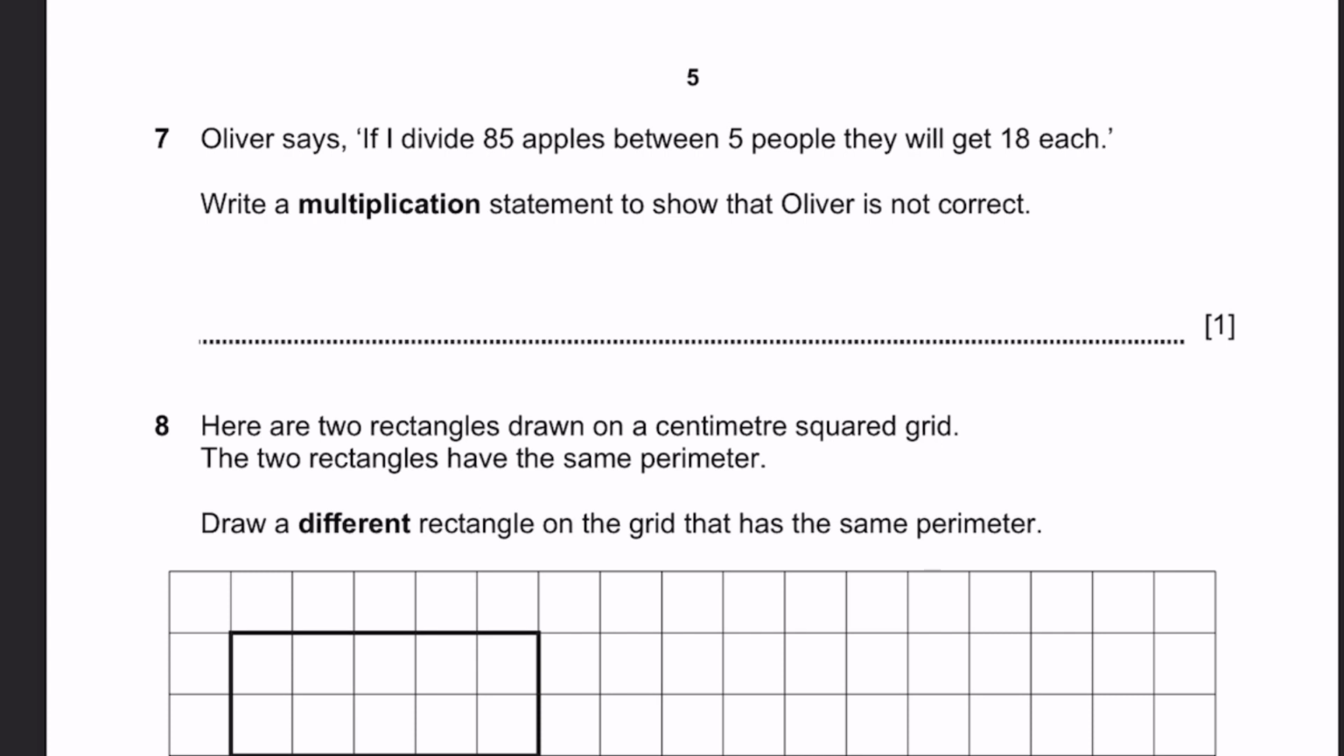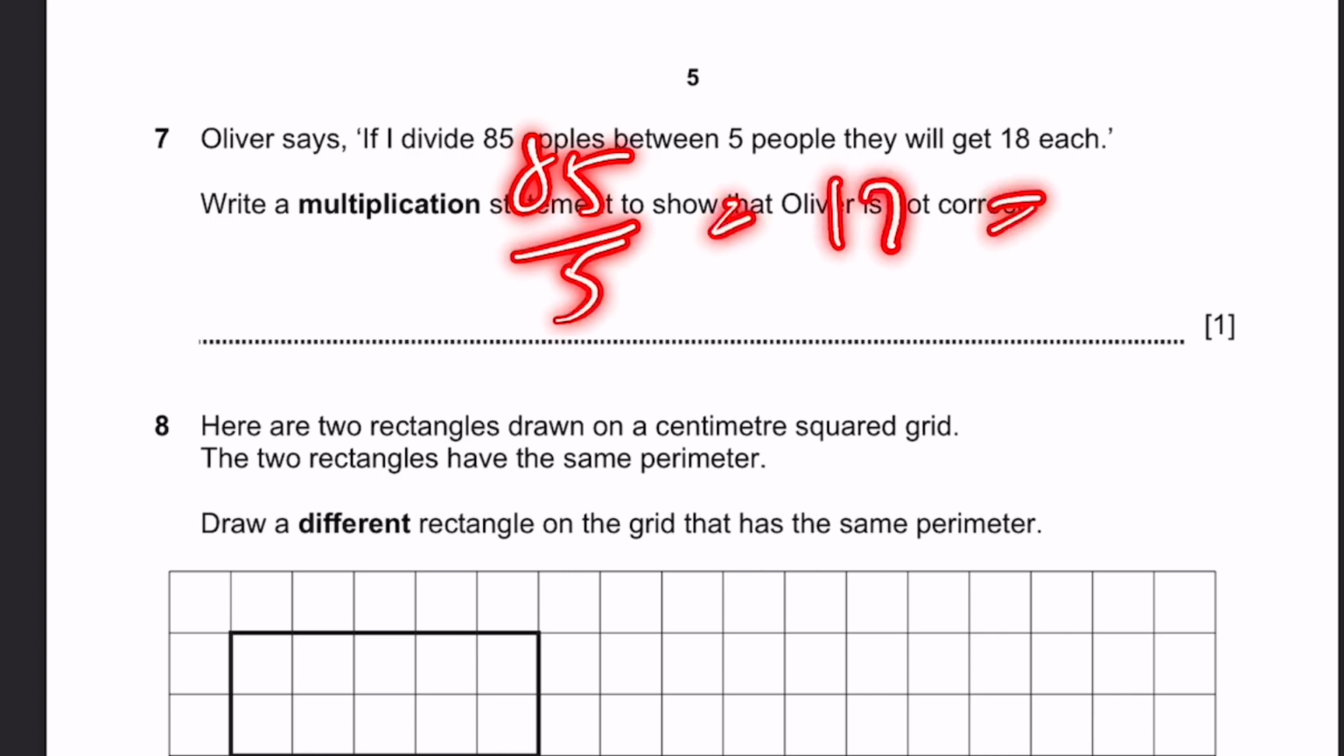Question 7. Oliver says if I divide 85 apples between 5 people, they will get 18 each. Write a multiplication statement to show that Oliver is not correct. We need to write a multiplication statement so we can multiply these two and check if that's equal to that. Because 85 divided by 5 is equal to 17, that's not 18, right?